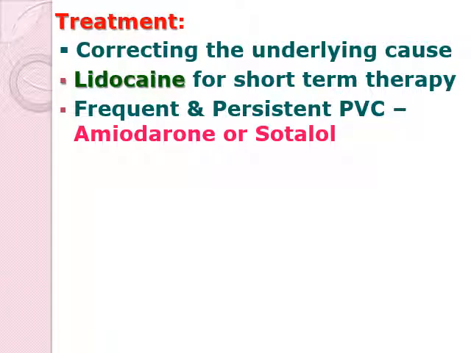Treatment: we need to correct the underlying cause. If it is acidosis, you give sodium bicarbonate. If it is hypokalemia, you give potassium supplements. Then, lidocaine is given as a short-term therapy. Take note that lidocaine is considered an anesthetic and is used here in PVC for the short term. Then you have your amiodarone, which is used for frequent or persistent PVC along with sotalol.